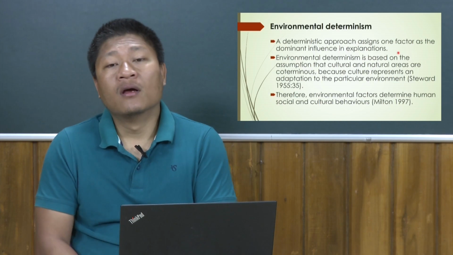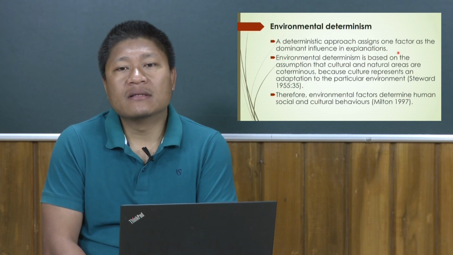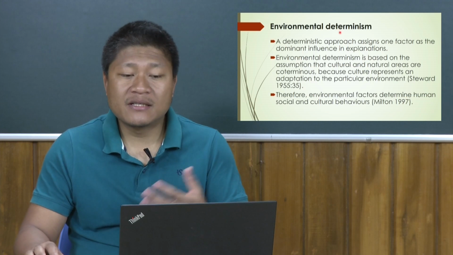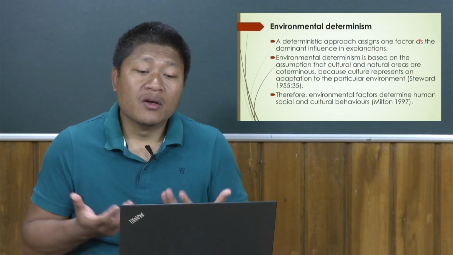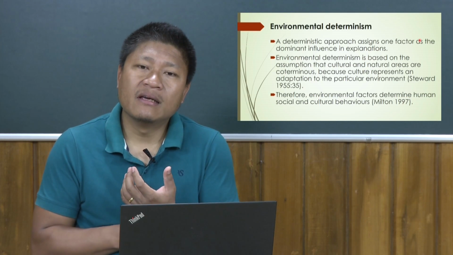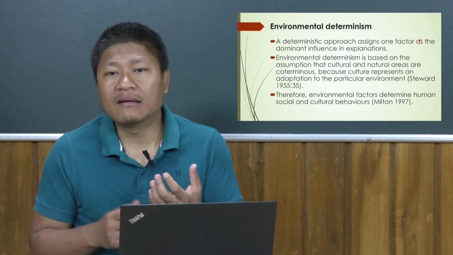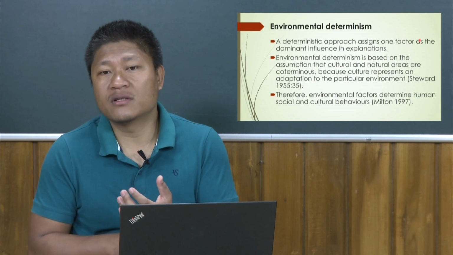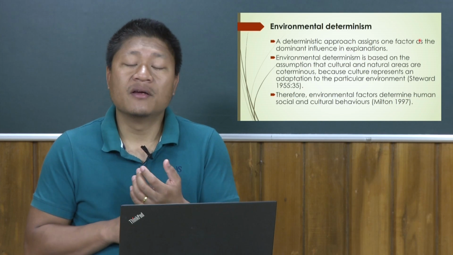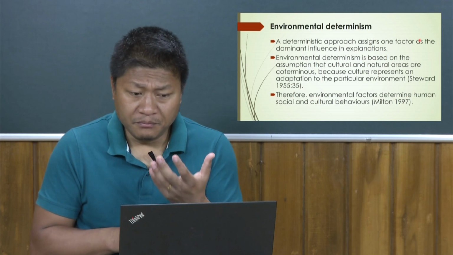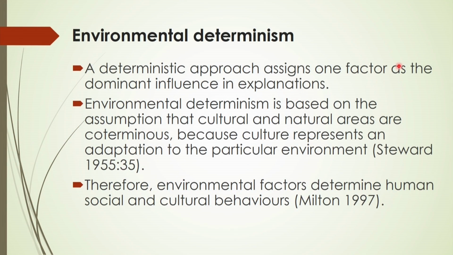Now, moving on, what actually is environmental determinism? This deterministic approach dominates the influence in the explanations, and it is primarily based on the assumption that cultural and natural areas are coterminous, that is, nature and culture, because culture represents an adaptation to the particular environment. This is espoused by Steward.